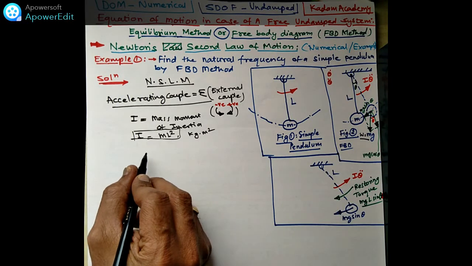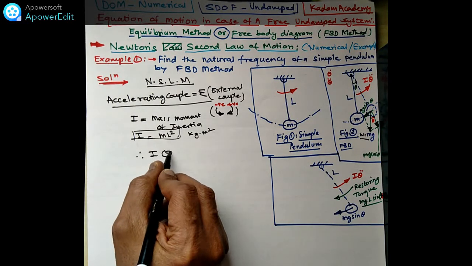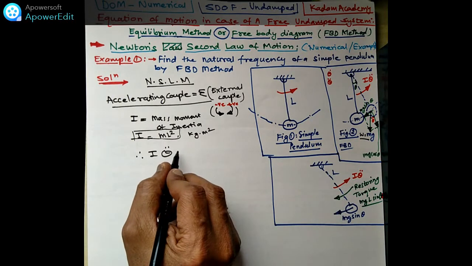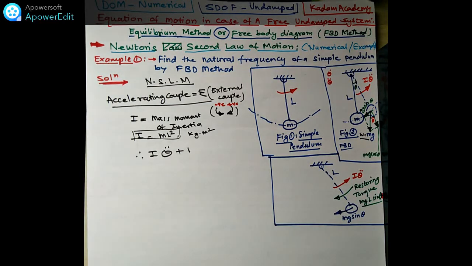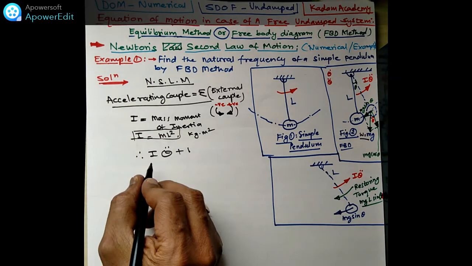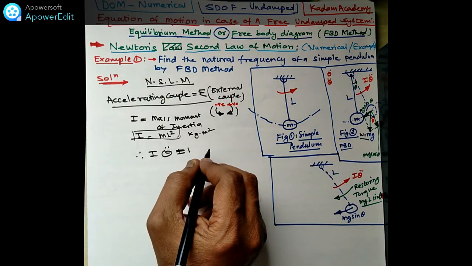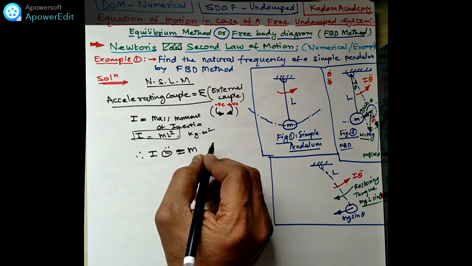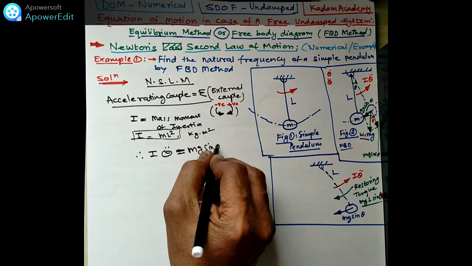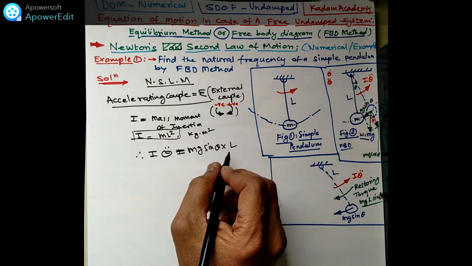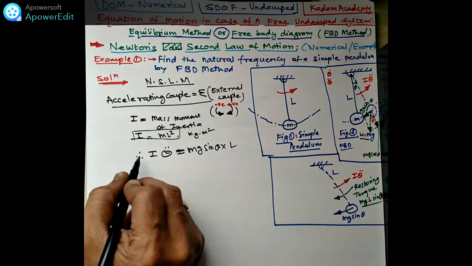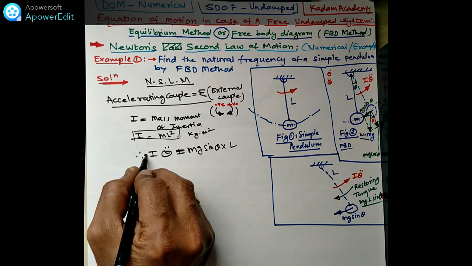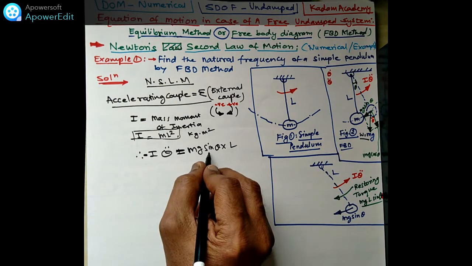The I theta double dot is in this direction and the restoring couple in this direction. So I will write the equation finally. What is our equation? I theta double dot is equal to the external couple, that is mg sin theta into L. This I theta double dot is moving anti-clockwise, so it is taken as negative. Here the negative sign, which is equal to mg sin theta L.